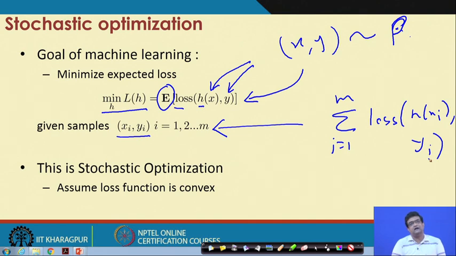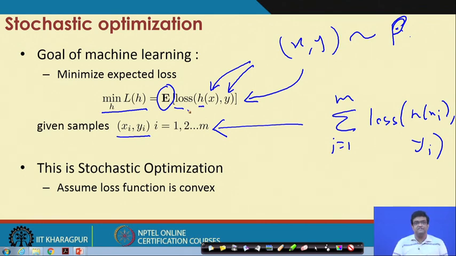Now the question is, can we address the original problem of minimizing the expected loss? This also ties in with the generalization error and so on. For the time being we can assume that the loss function is convex for simplicity.